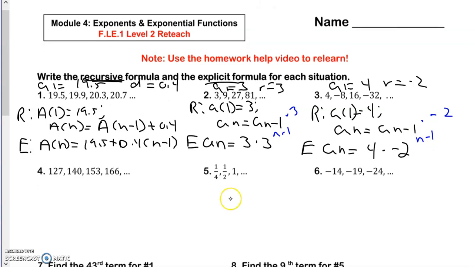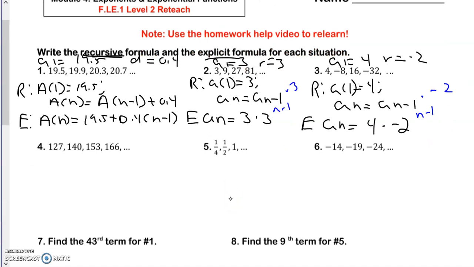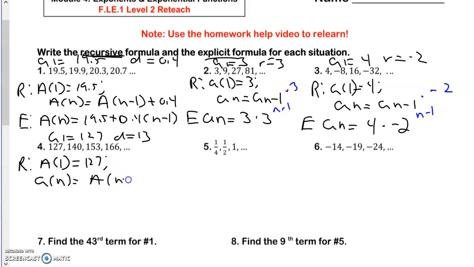Taking a look at the next grouping, I see that it's 13, 14. It looks like it's arithmetic. I know A of 1 is 127, and my d, or common difference, is 13. So I'm going to have A of 1, and that's 127. And then I'm going to do A of n equals A of n minus 1 plus 13. And then my explicit formula is A of n equals 127 plus 13 times n minus 1.